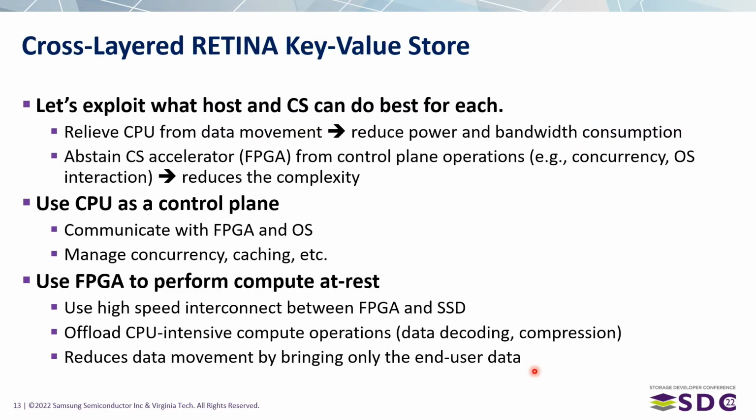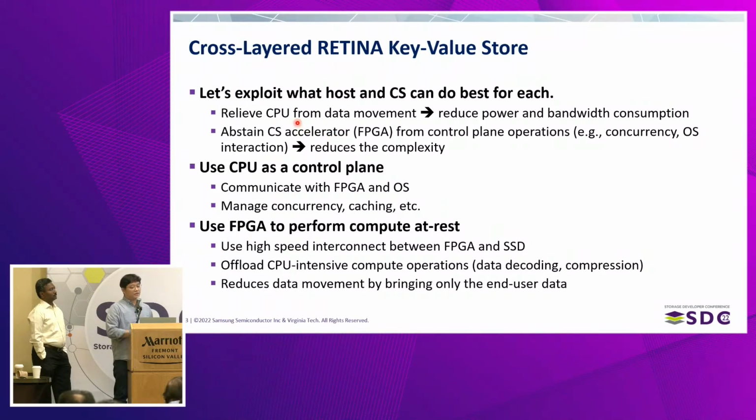So let's dive into the key value store part first. As I told you, one of the key ideas of the RETINA key value store is the cross-layered approach. One of the reasons we decided to choose the cross-layered approach is that there are things that the CPU can do best, and there are things that the FPGA can do best, right? If that's the case, why not use both? That's one of the key ideas. By using the cross-layered approach, we can relieve the CPU from the data movement, so that we can reduce the power and bandwidth consumption. And also we can free the computational storage accelerator, here in this case the FPGA, from the control plane operations, such as concurrency control and interaction with the operating system. That's a really difficult task for the FPGA, right? So we can reduce the complexity.